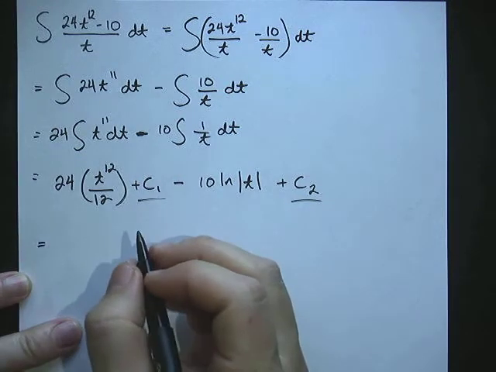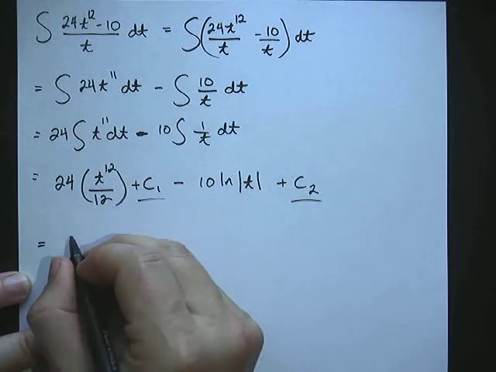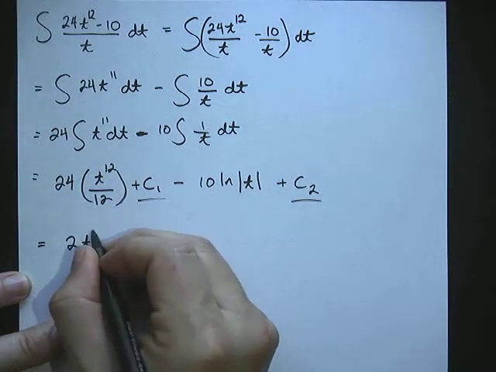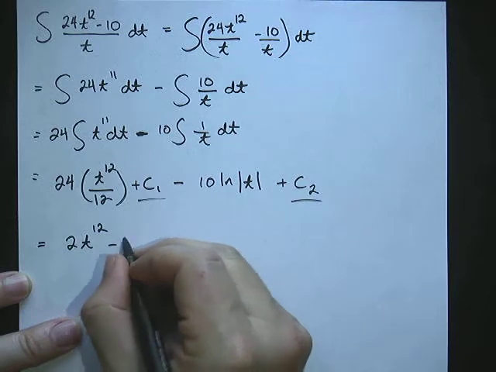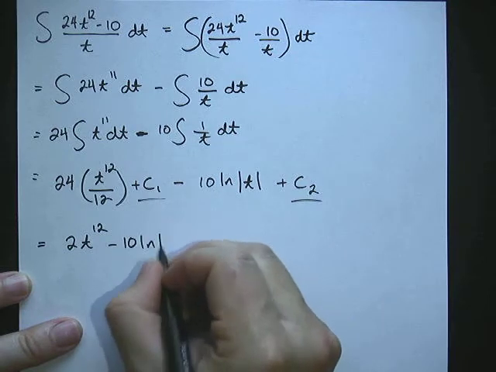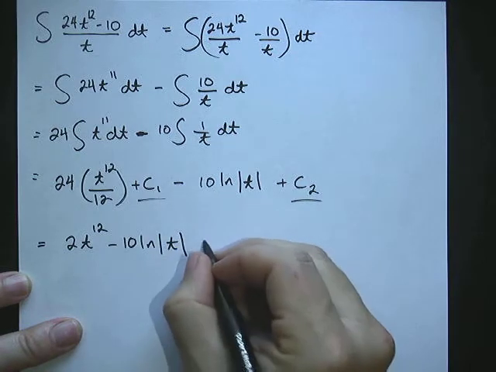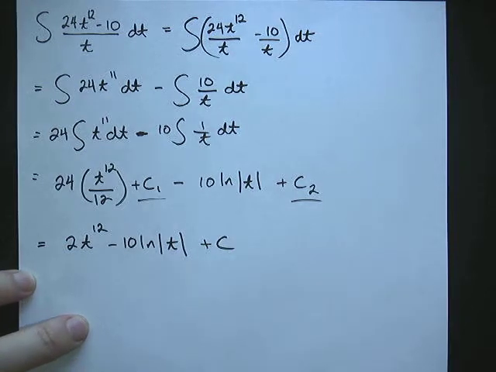Let's clean this answer up a little bit. So 24 on top, 12 on the bottom, that's a 2 t to the 12th minus 10 ln absolute value of t plus c. And that's your answer.